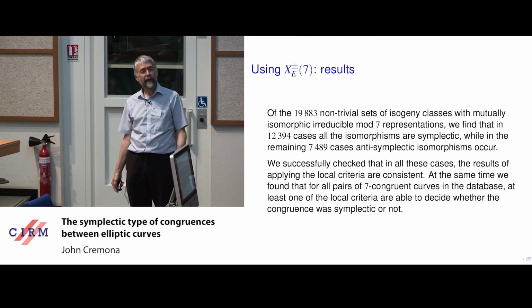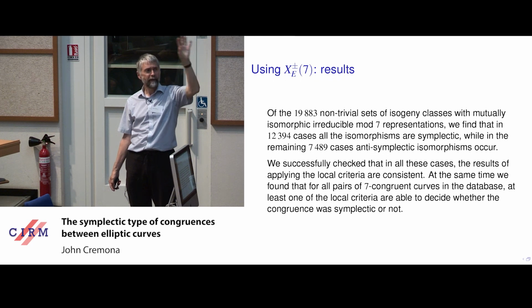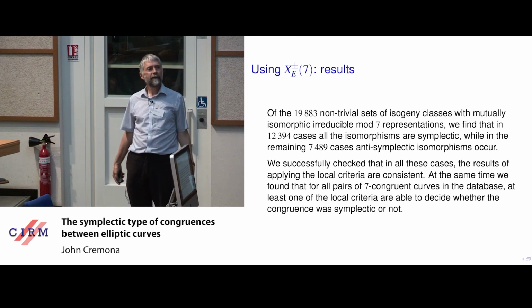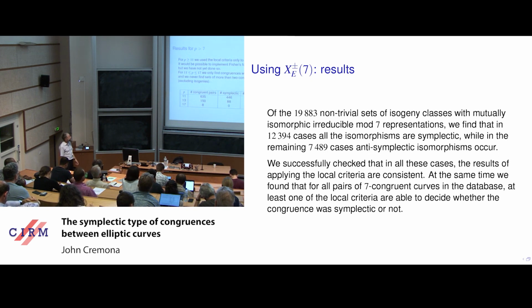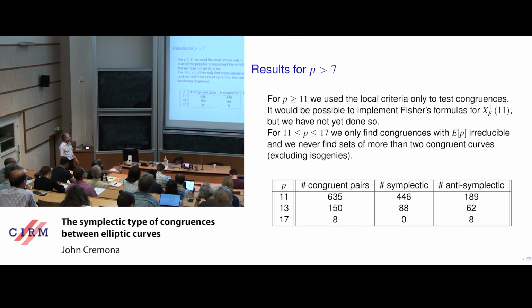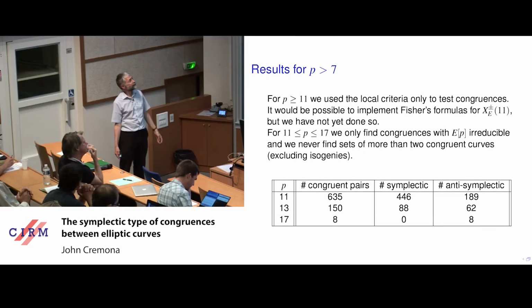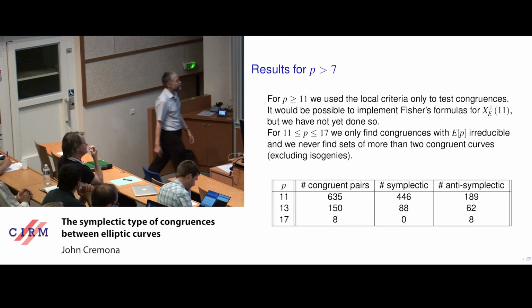Okay. Anyway, the upshot was, as I think I said 2 or 3 times already, that the local criteria certainly agree with this method, and they were always sufficient to decide on the congruence. Okay, for the primes greater than 7, so that's just 11, 13, and 17, we only have the local criteria to work with, and here's the result.